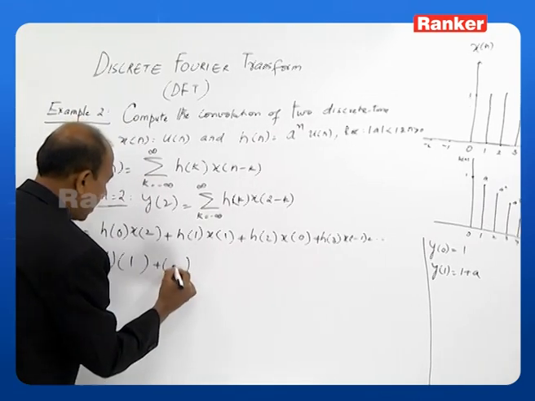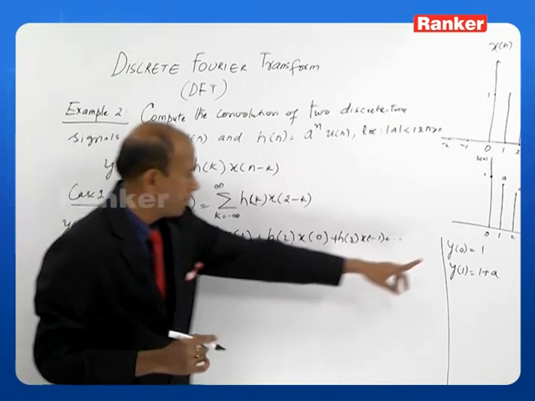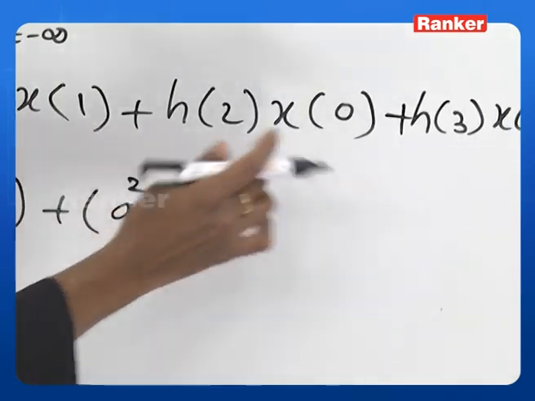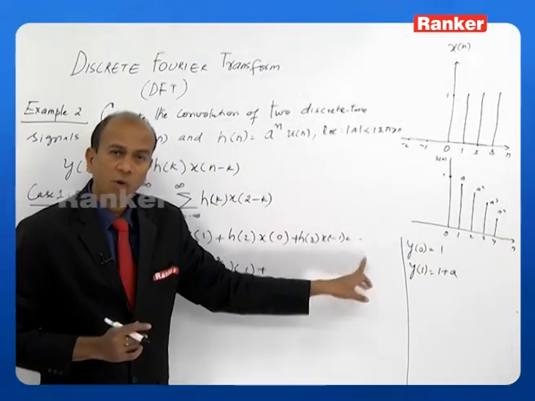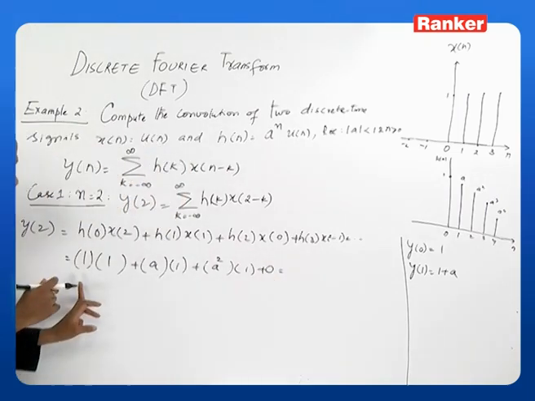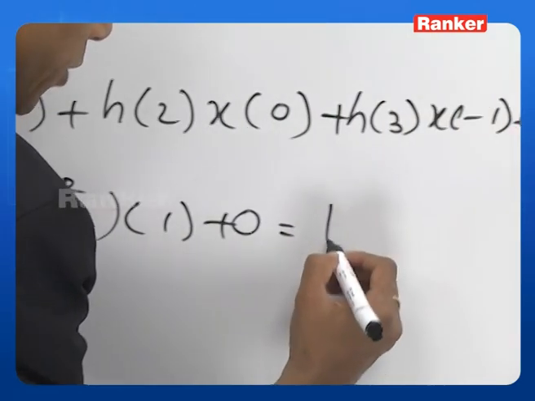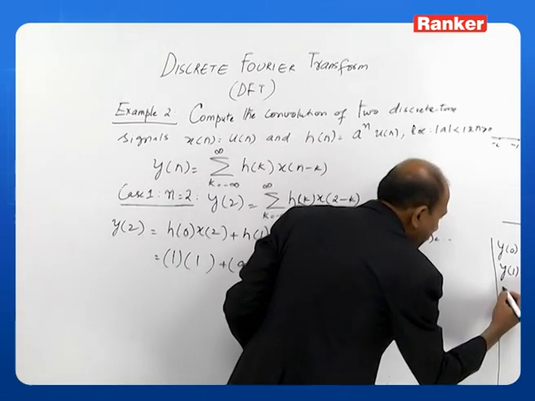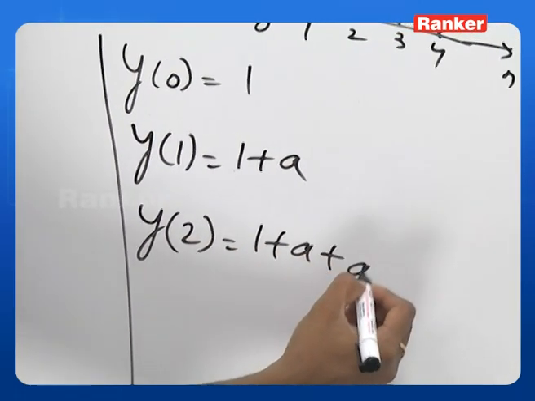So, let us put a here and 1 here, plus h of 2 for us is how much? a square. So, a square into x of 0 is 1, plus a cube into 0. So, that will be 0 again. So, how much is this now? This will be 1 plus a square. So, let us write down this here. y of 2 is equal to 1 plus a square.